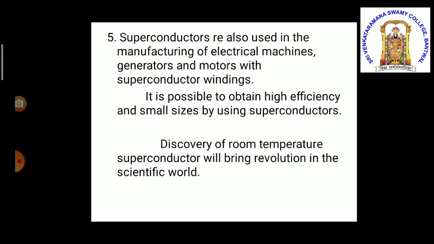Superconductors are also used in the manufacturing of electrical machines, generators and motors with superconducting windings. It is possible to obtain high efficiency and small size by using superconductors. Discovery of a room temperature superconductor will bring a revolution in the scientific field.